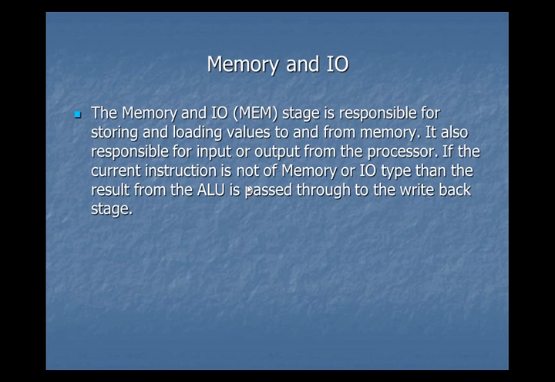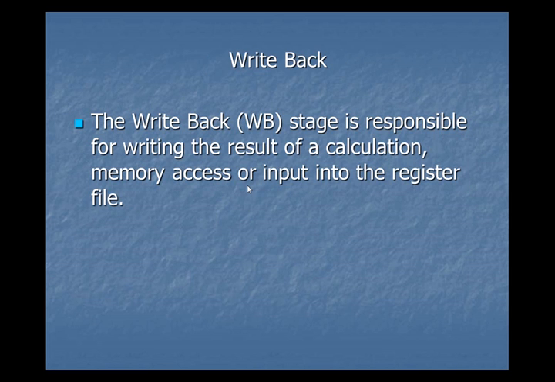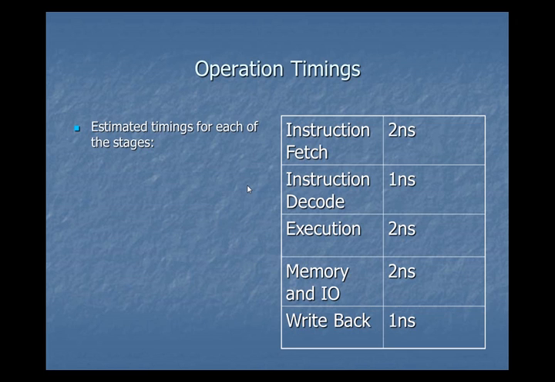Another stage is your write back stage. WB, that is write back, is responsible for writing the result of a calculation with memory access or input into the register file. So it is used for writing purposes, that is your write back.